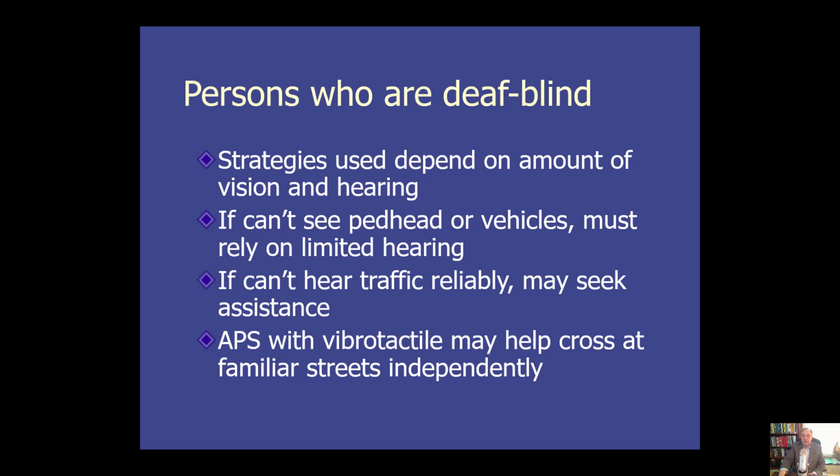Now, one other thing that we should know about and we should teach is that many APS systems have vibrotactile information that can help an individual cross at familiar streets independently. It may be a spinning dial, and it may indicate when the signal has changed.